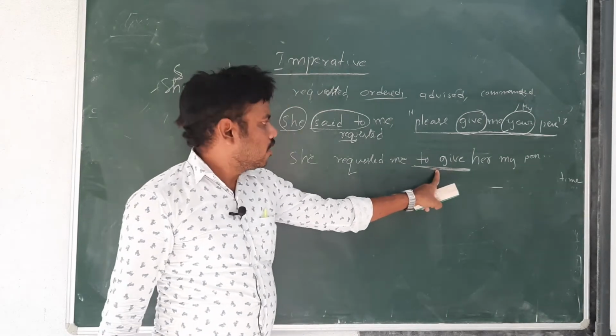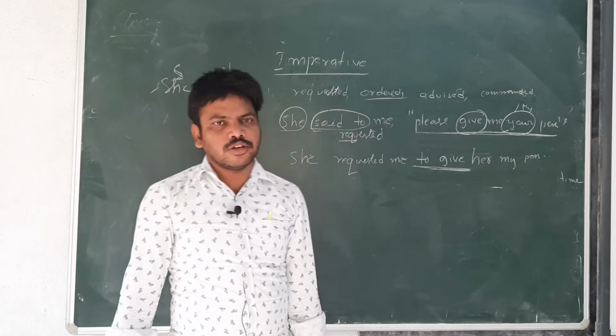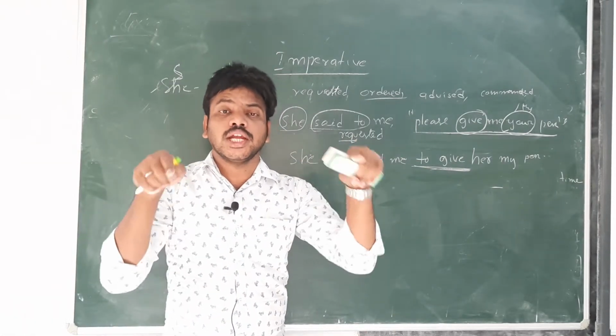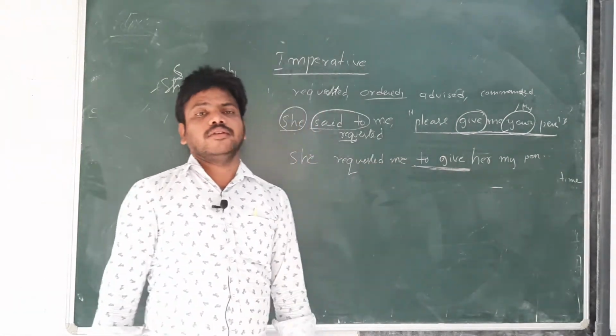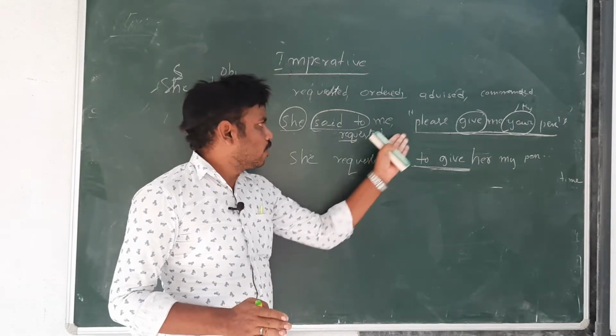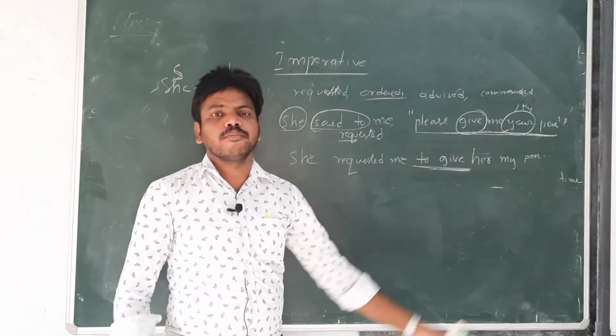So this is the answer. She said to me, "Please give me your pen," changed into indirect speech: She requested me to give her my pen. According to the steps, it is "requested" because it is a request only. So, requested me to give her my pen.